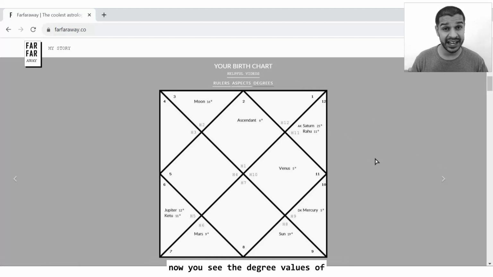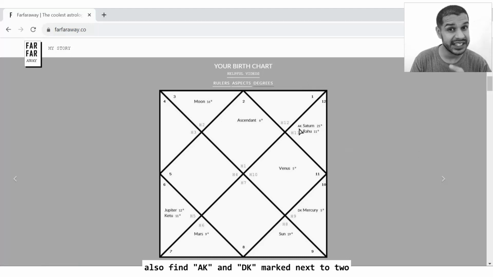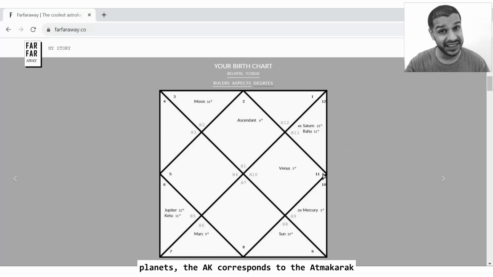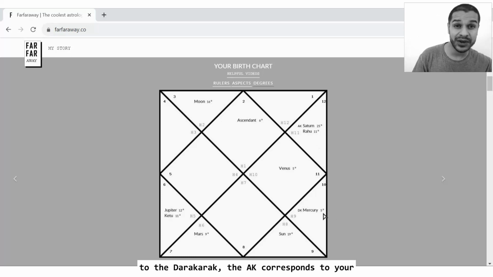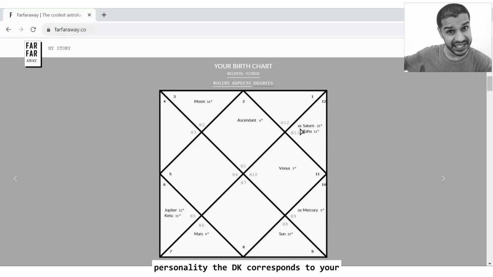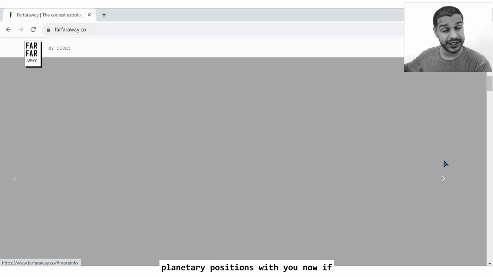Now you see the degree values of different planets, and you interestingly also find AK and DK marked next to two planets. The AK corresponds to the Atmakarak, the planet holding the highest degree in your birth chart, and the DK corresponds to the Darakarak. The AK corresponds to your personality, the DK corresponds to your spouse. So far I have been sharing planetary positions with you.